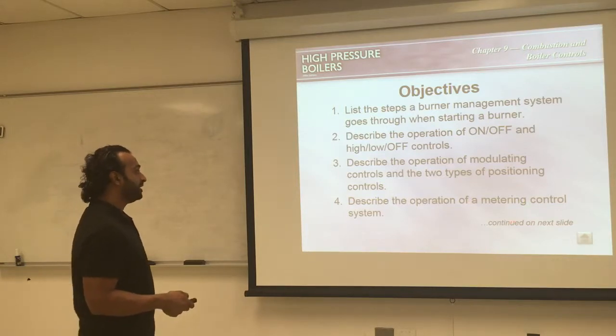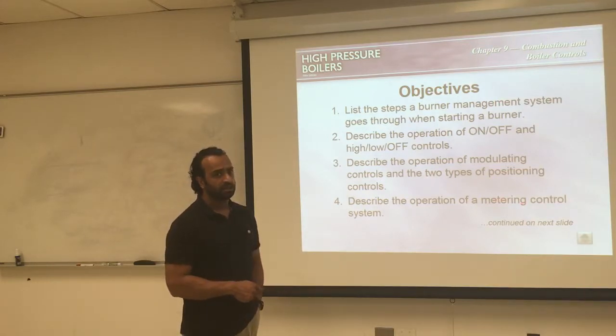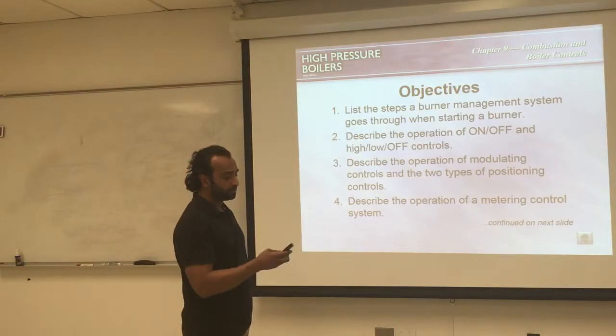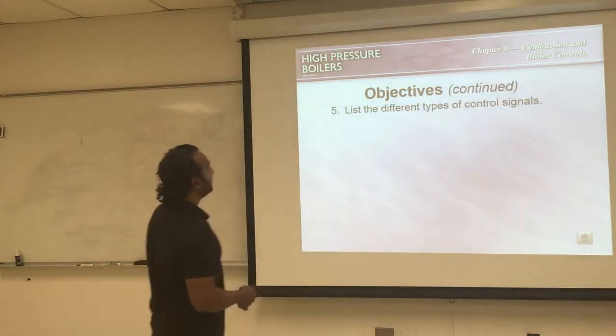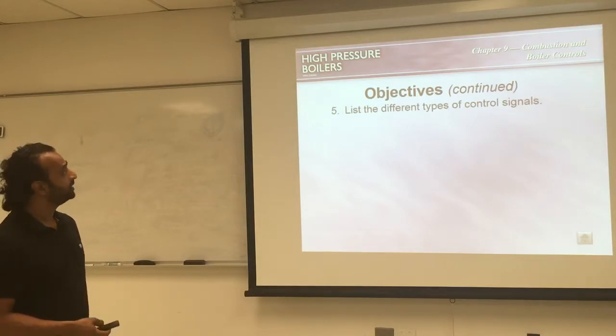Describe the operation of metering control system. By metering, we are trying to measure either the fuel coming in or the steam coming out. And different types of control signals. What does it mean? Analog, digital, and so forth.